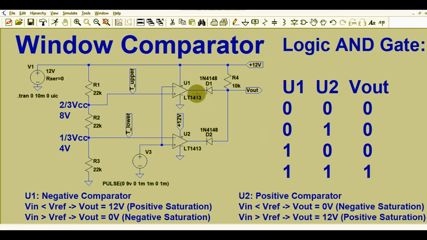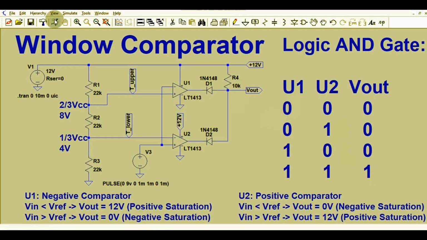So let's say you have 12 volt here and you have 12 volt here. In that case your diode cathode and diode anode are at the same potential. There is no current flow through diodes D1 and D2. In such a case your output equals 12 volt, that is 1. If I say 1, that is 12 volt. If I say 0, that is ground or 0 volt, right? So I hope you understand the working of the window comparator.